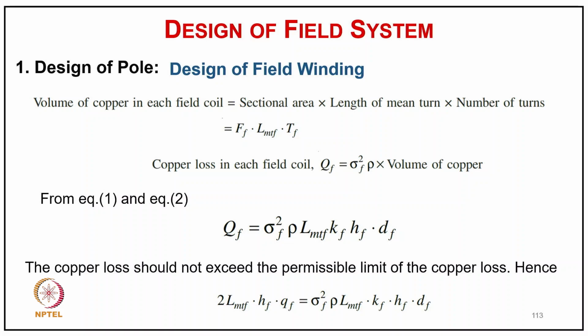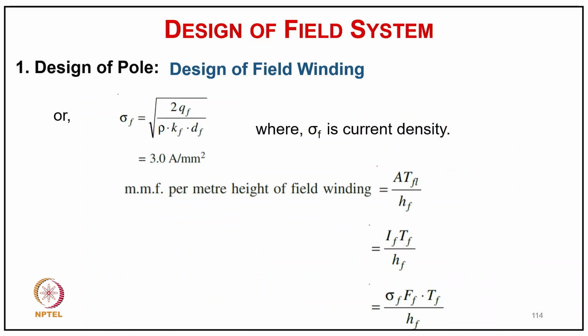The copper loss will not exceed the permissible limit, hence 2 LMT Hf qf equal to σ square rho LMT Kf Hf into Df, and so you can get σ equal to under root 2 qf upon rho Kf Df, where σ is the current density, that is 3 ampere per millimeter square. So the MMF per meter height of the field winding, ATf upon Hf, or If Tf upon Hf, or σ af into Tf upon Hf.